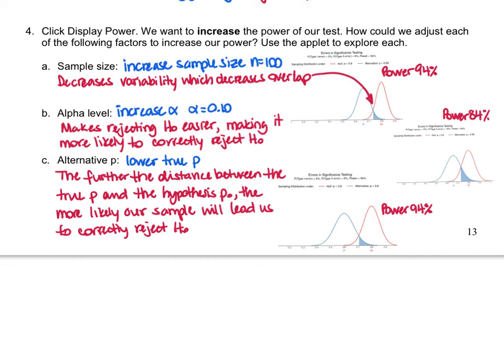So power is a big thing, and in a nutshell, to increase power, we can either increase our sample size, increase our alpha, or we can increase the distance between the true alternative and the null hypothesis. All right, let's move on to the box of important information.